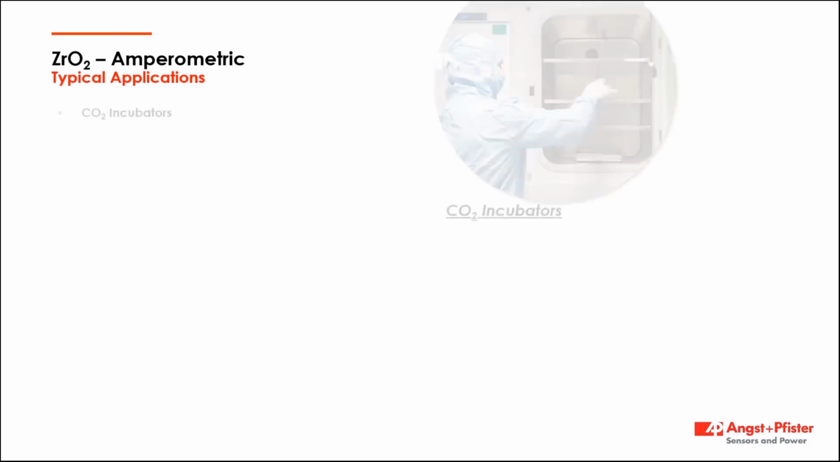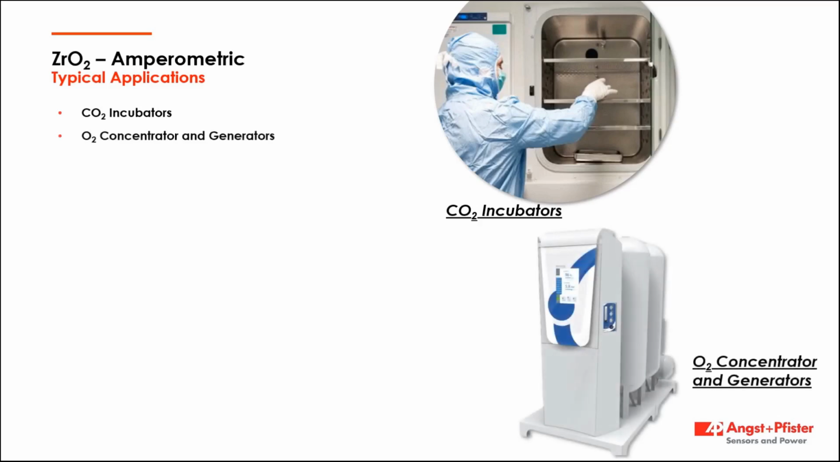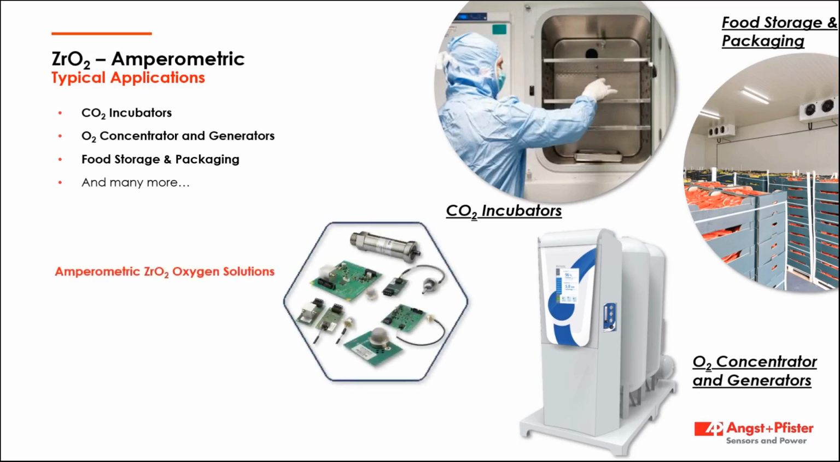When we talk about typical application areas, we can start with CO2 incubators, followed by oxygen concentrators and generators. Another application area where typically the oxygen sensor is needed is food storage and packaging industry. Apart from these, there are many other different application areas where amperometric zirconia sensor can be successfully employed for the detection of oxygen. Now the question would be why an amperometric zirconia is the right choice for such and many more applications. And the answer to this question lies in many outstanding features which this technology can offer in comparison to other available technologies.